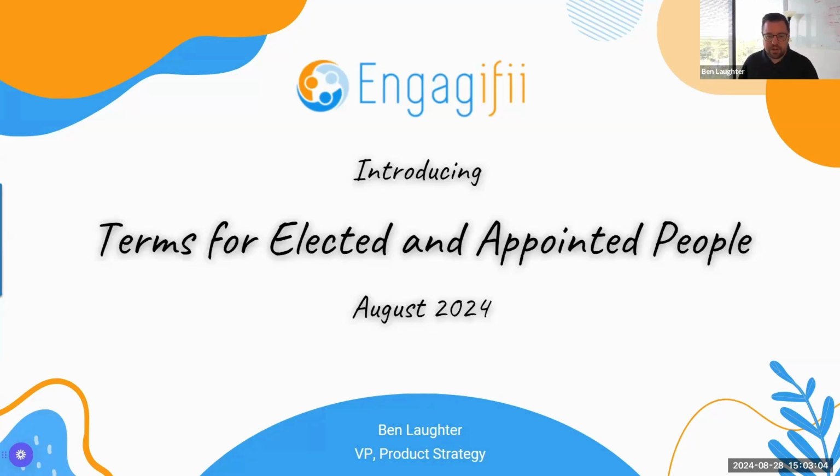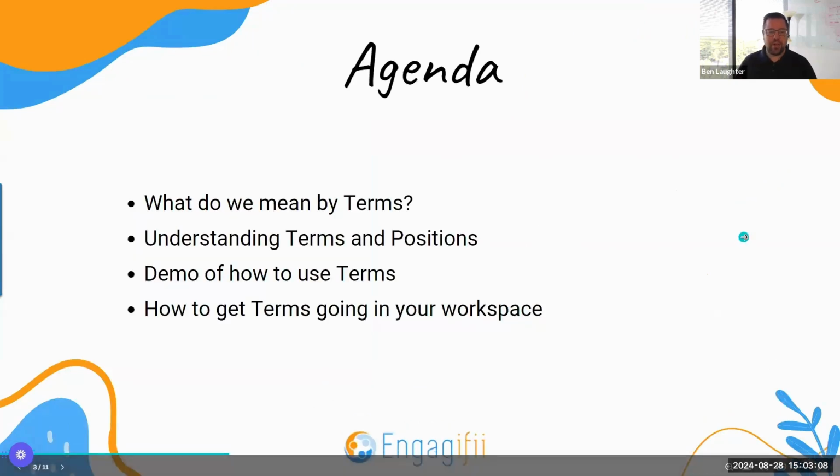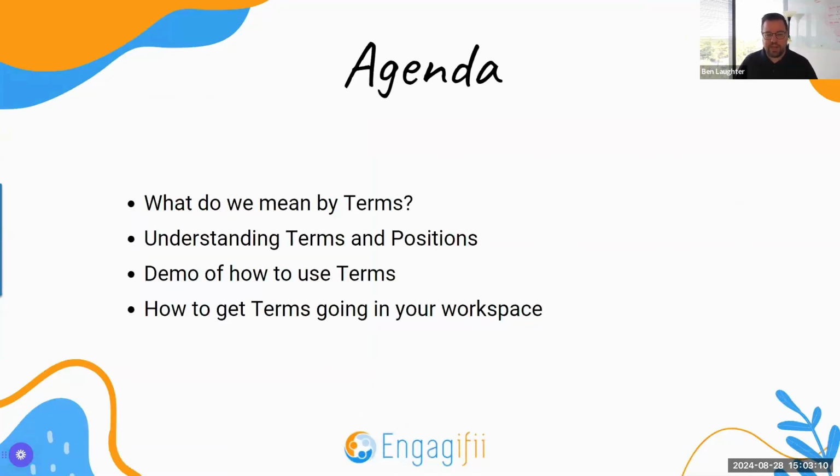I'd like to start by, instead of jumping straight into the product, setting an agenda and going through a couple of terminologies so that we're sure we're all talking about the same thing. The word term in the English language can carry a lot of meanings, so I want to make sure we're all aligned on what we're talking about and what problem we're trying to solve. So we're going to start by saying, what do we mean by terms? And then understand how it overlaps with another concept within Engagifii, positions.